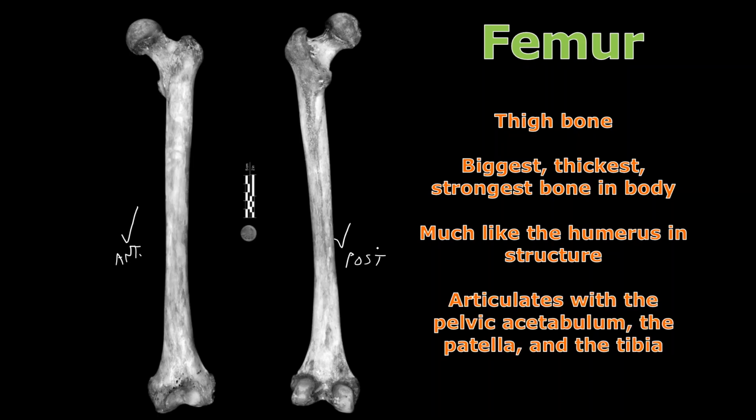The head of the femur will articulate with the acetabulum of the pelvis, which we talked about in the previous lecture, and with the patella, the kneecap, which isn't shown here. And of the two lower leg bones, it only articulates with the tibia. It does not touch the fibula in anatomical position, or any other position for that matter.